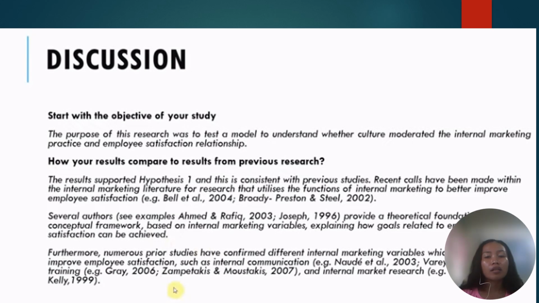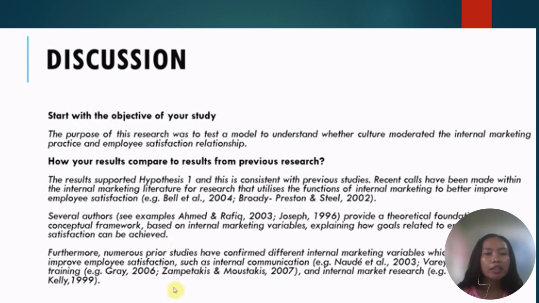So here we are going to discuss the discussion after you have presented or organized your data. You're going to interpret. Next, after you have interpreted your results, the discussion will follow. When you're going to write a discussion, you should start with the objective of the study or the statement of the problem. So start with the objective of your study.